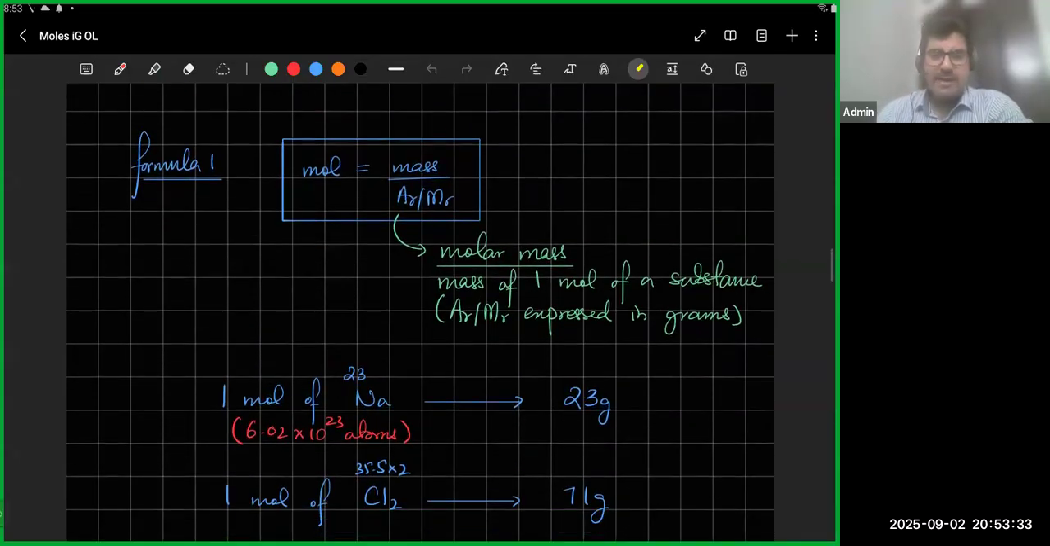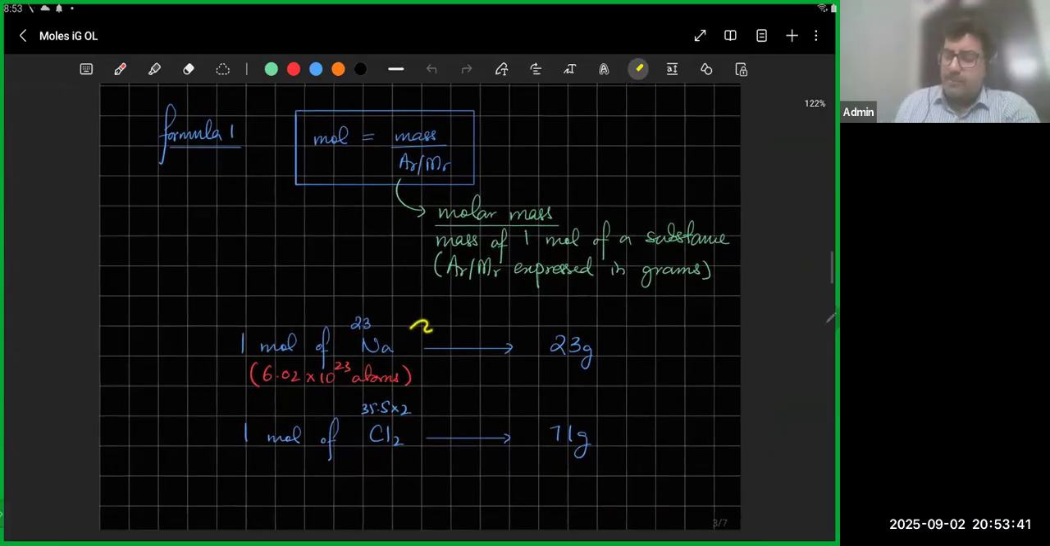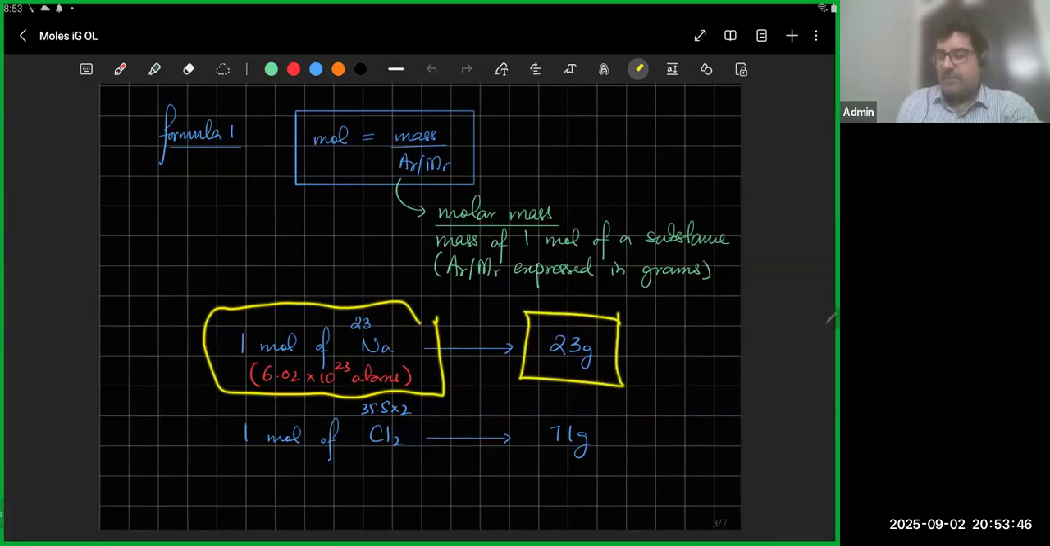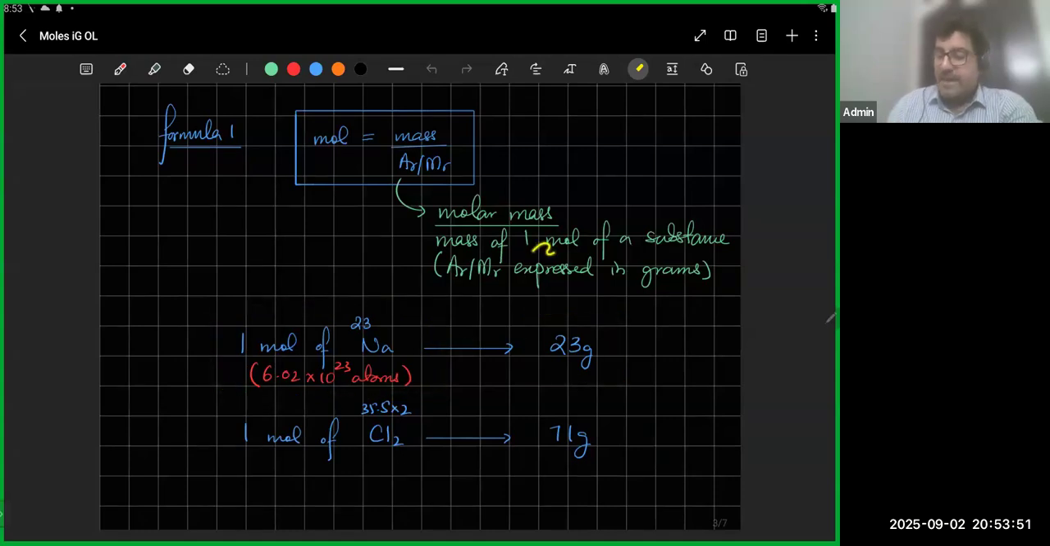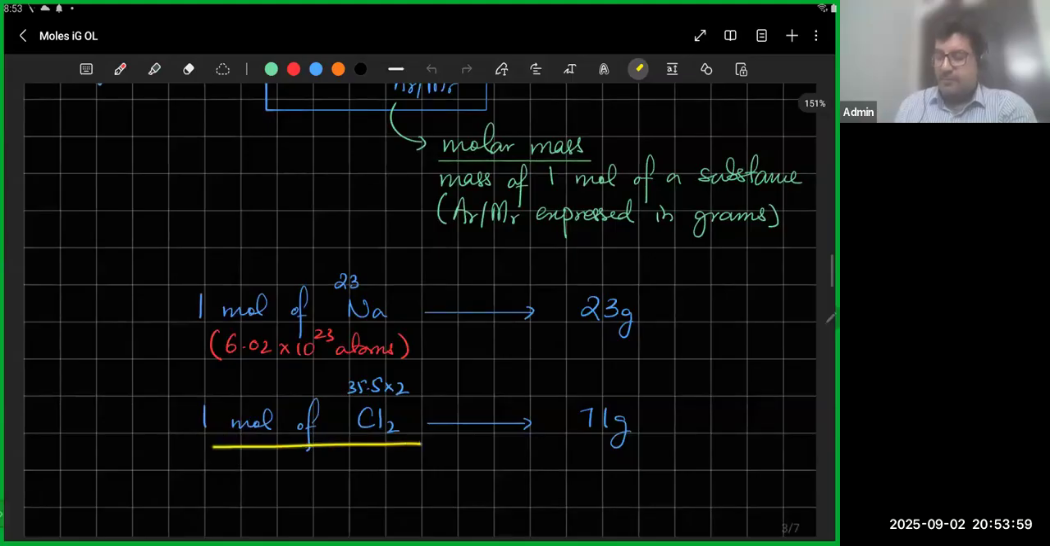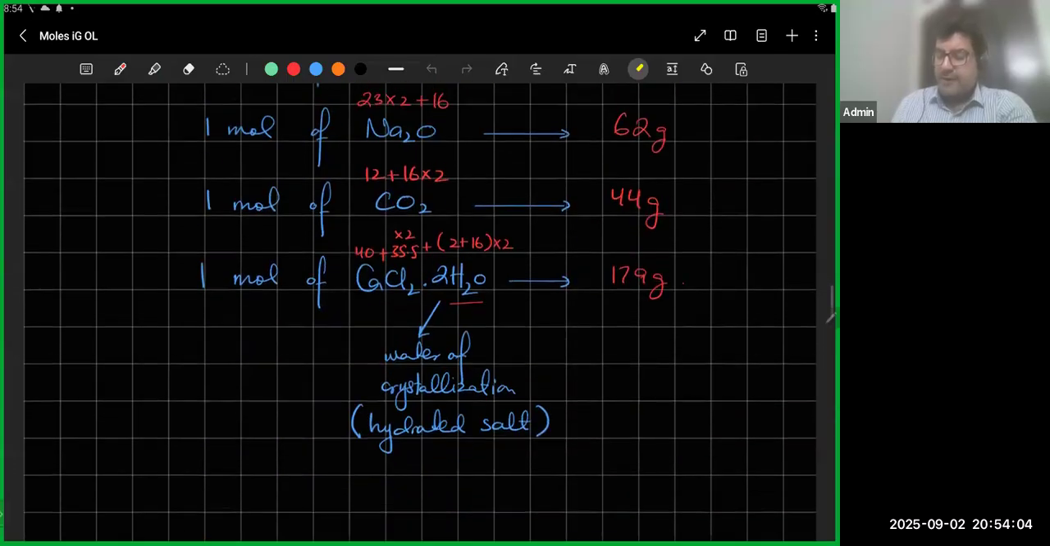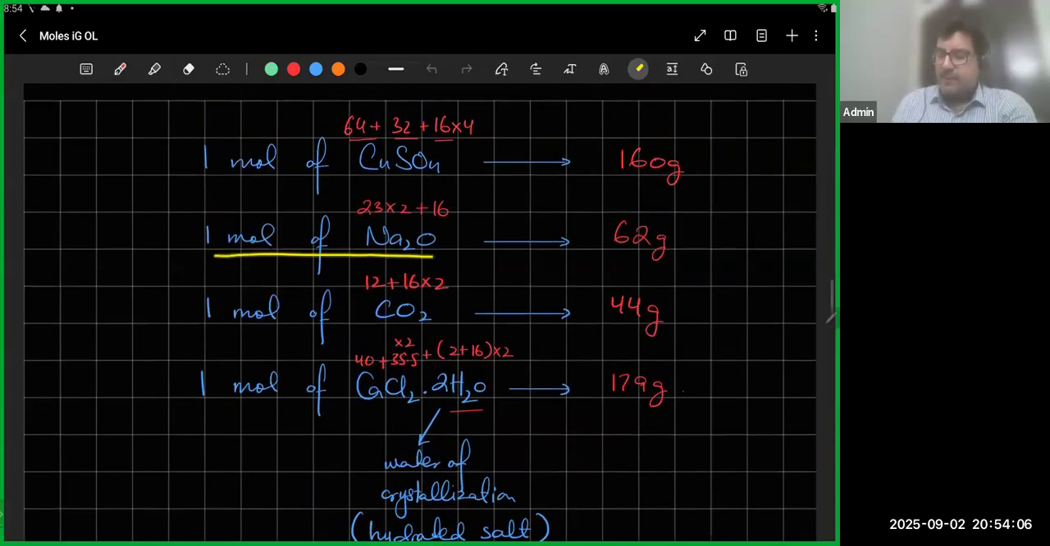फिर ये दूसरा formula था, which is mass over Mr. The purpose of this formula was that basically if you have 1 mole of any substance, its mass is given in the periodic table. That is known as the molar mass, which is also the atomic mass. Molar mass is the mass of 1 mole of a substance. It's the Ar or Mr expressed in grams. So if you have 1 mole of Cl2, the mass is given in the periodic table, that's 71 grams.